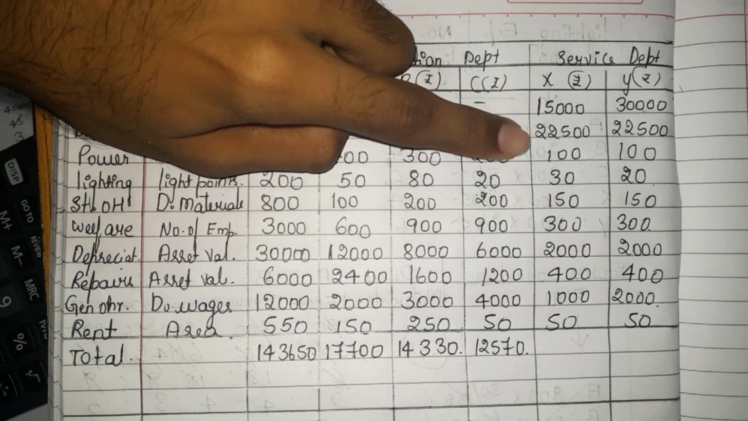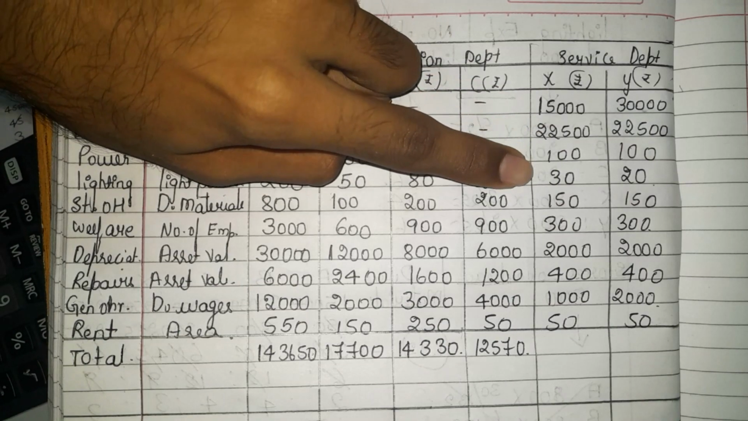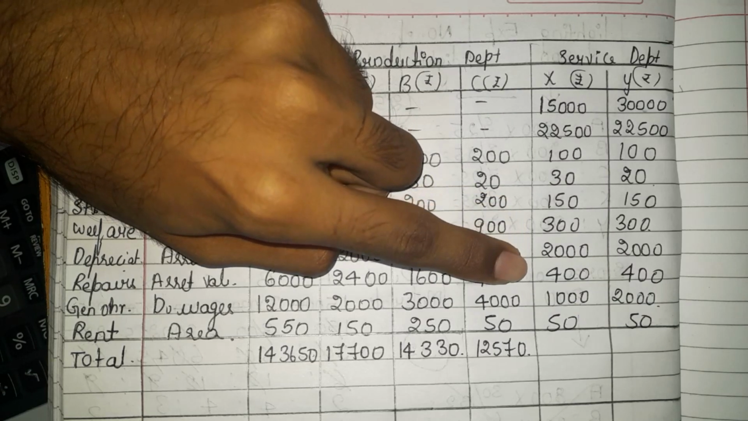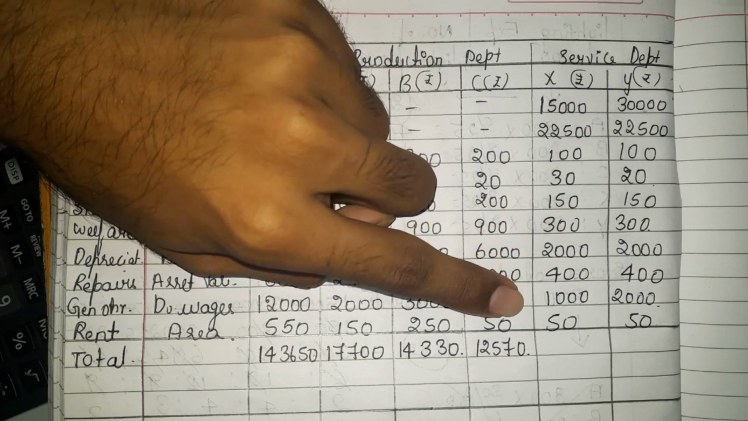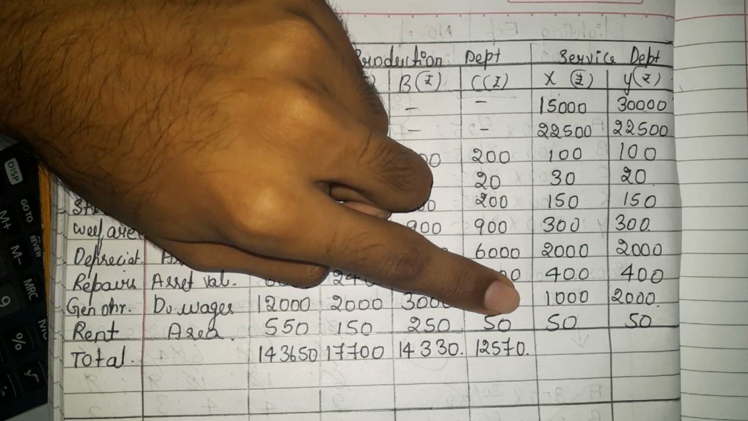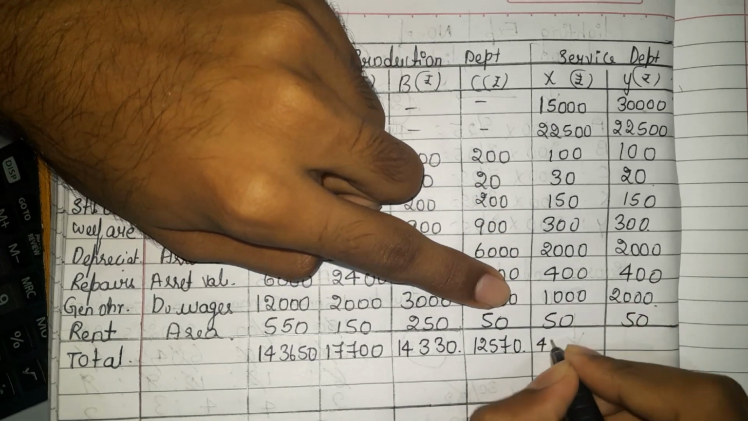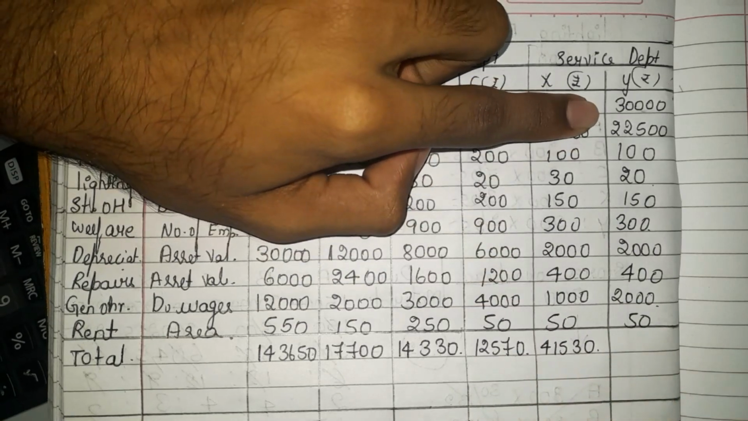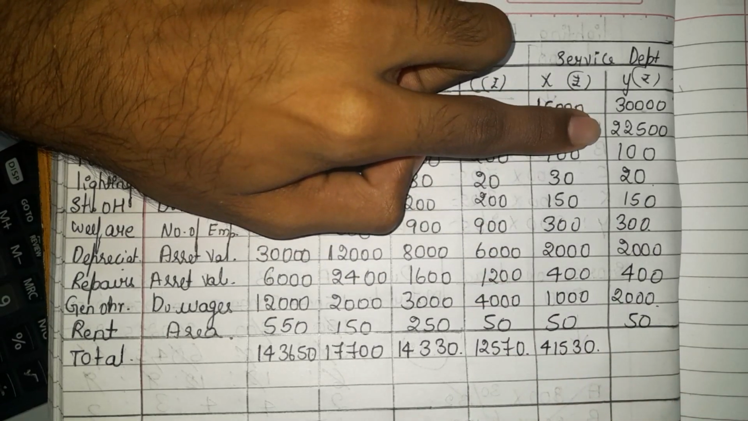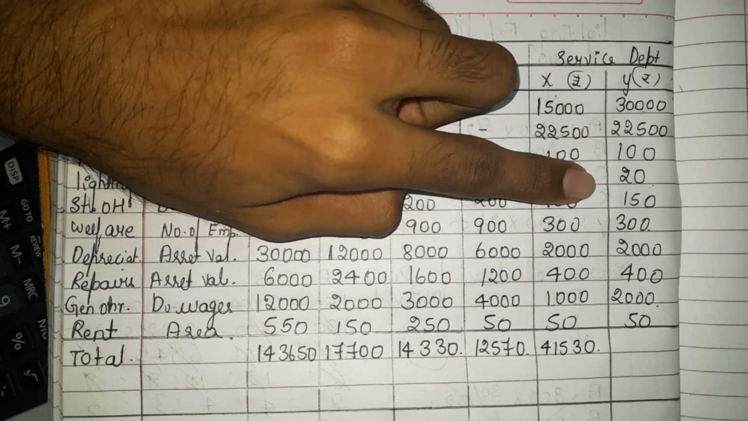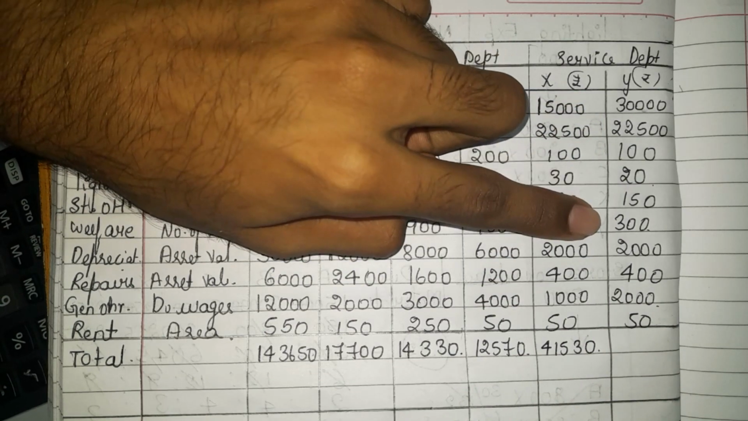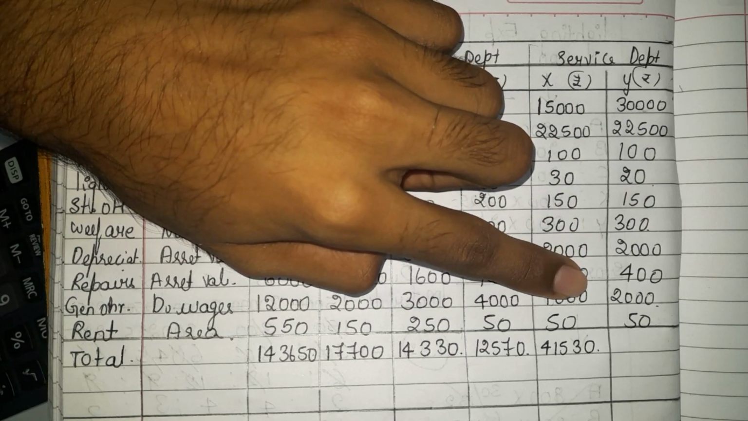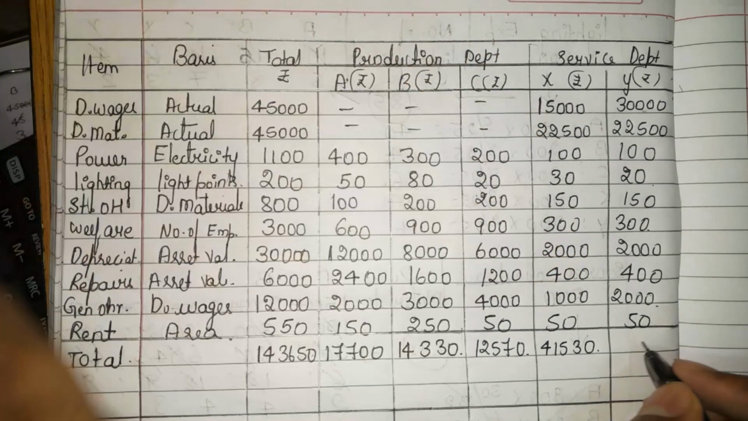Next you can add here 15,000 plus 22,500 plus 100 plus 30 plus 150 plus 300 plus 2,000 plus 400 plus 1,000 plus 50. It will be 41,530. Next, 30,000 plus 22,500 plus 100 plus 20 plus 150 plus 300 plus 2,000 plus 400 plus 2,000 plus 50. It will be 57,520.